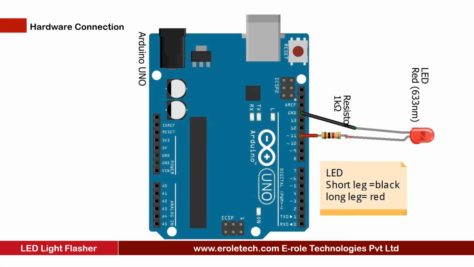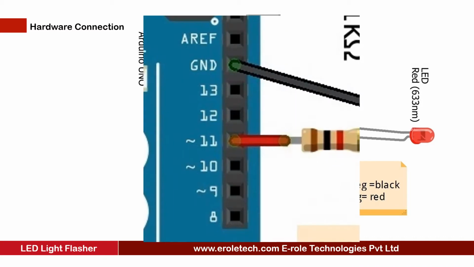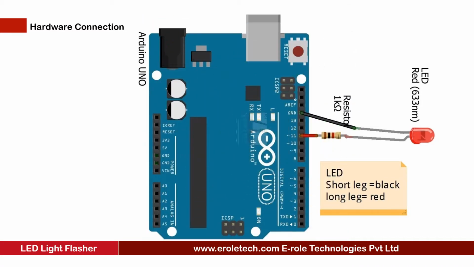This is the connection diagram of this project. We have connected the LED's positive terminal with Arduino's pin number 11 through a 1 kilo-ohm resistor. Resistor protects the LED from high current and voltage, so it is also called a current limiting resistor. Negative terminal of the LED is connected to the ground pin of Arduino.